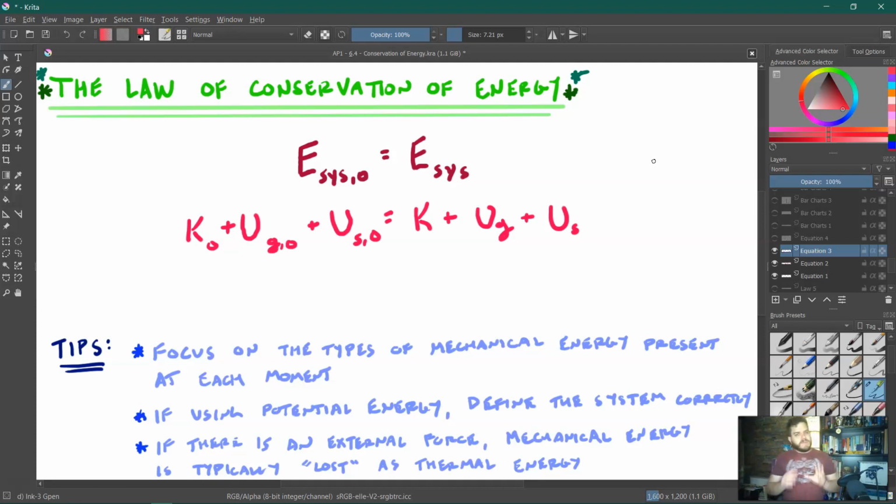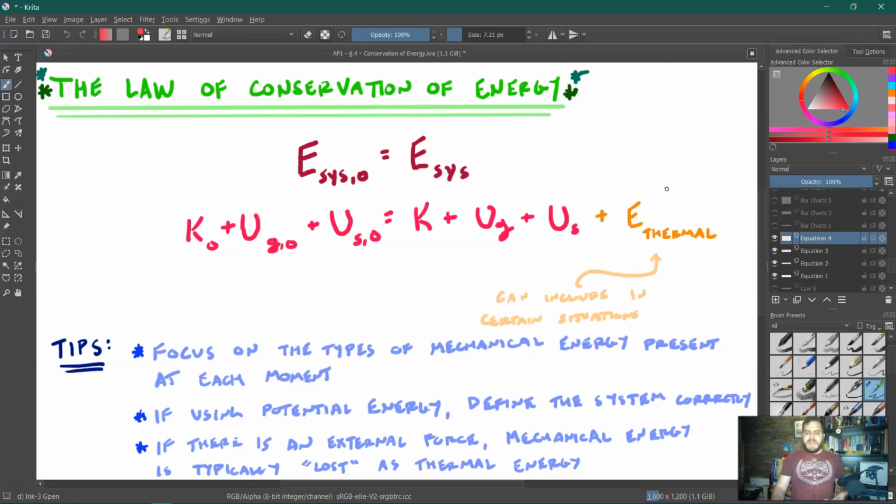And lastly, if there is an external force, so it's no longer a closed system, mechanical energy is often lost as thermal energy. Looking at this law, sometimes you'll see it written this way, and it's not a bad way to think about it: we could add a thermal energy term to the end. You're going to have some initial mechanical energy, and at the end you're going to have mechanical energy plus whatever was lost as thermal energy. Now, a lot of times we can ignore that. That's really only going to be useful in certain situations, in particular if we're looking for that, or if we're trying to see if energy is in fact conserved.